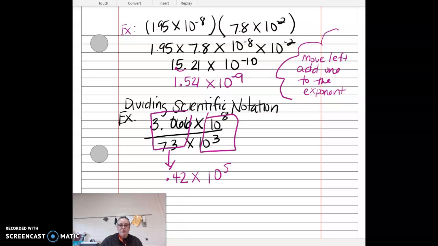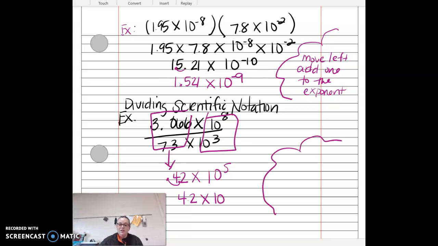But you have to be careful. This looks like it's in scientific notation, but this 0.42 is not between 1 and 10, so you do have to move this. Looks like you have to move your decimal to between the 4 and 2, so you move your decimal one place to the right. So that gives us the decimal 4.2 times 10 to the, well, now we have one less, so it looks like we have to subtract 1 from our exponent.